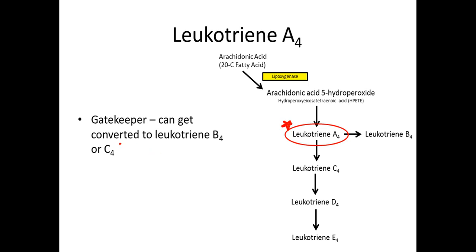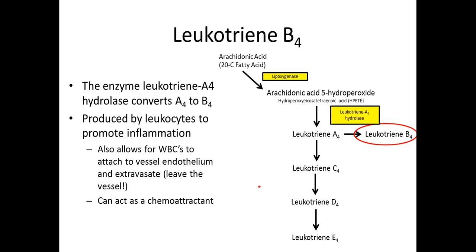It is going to be the gatekeeper, so we can either change it into a B4 or a C4. Let's say that we decide to make it into a B4. We're going to be using the enzyme Leukotriene A4 hydrolase. And what we're going to be doing is producing this molecule that promotes inflammation. Remember I said leukotrienes are made in white blood cells, so Leukotriene B4 can act and promote inflammation. It also allows white blood cells to attach to the vascular endothelium and extravasate.